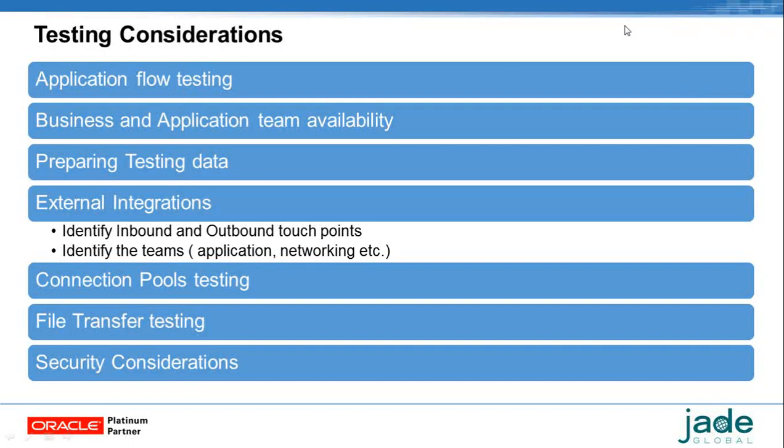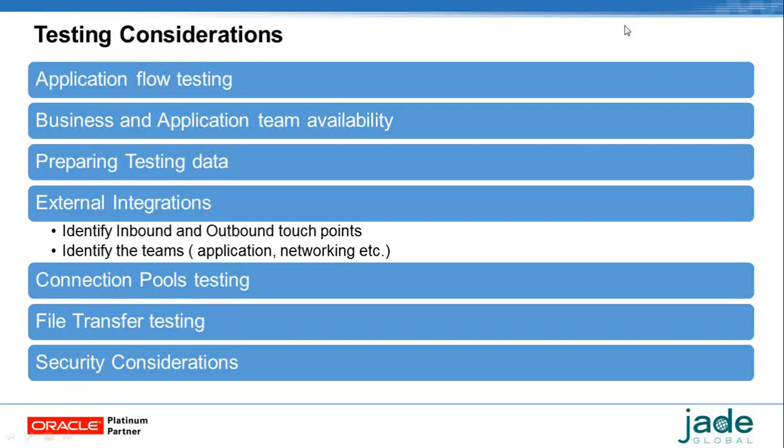And you have to plan for preparing the test data. So identify the different scenarios, and as usual, like in any kind of project development, you have to prepare the test data. And any external integrations that you have, identify any inbound and outbound touch points. You have to make sure that you're verifying all those things, and you need to identify any teams, both within the organization or outside the organization. You have to identify application teams involved, or the partners involved, or any networking and other teams involved.